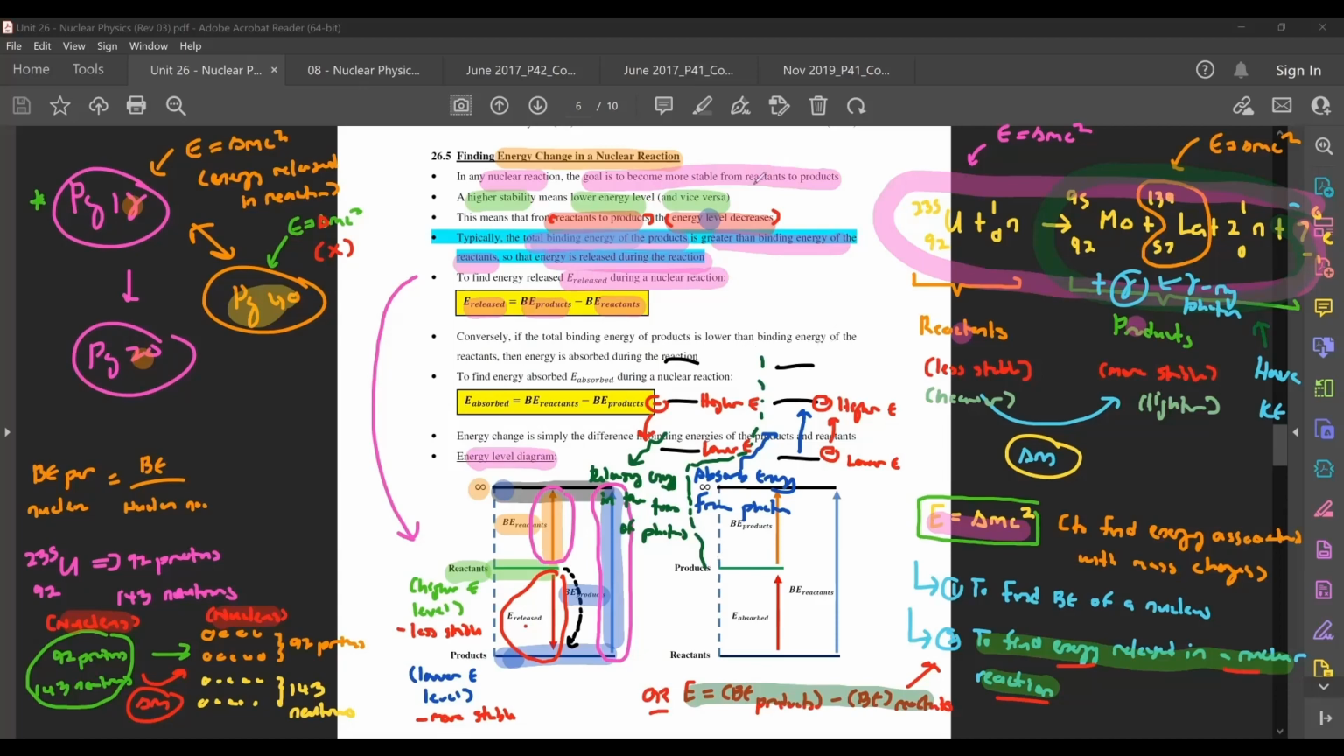So in your case, notice that from reactants to products, you're actually jumping from higher energy level to lower energy level. That would mean that you must be releasing energy here. So if you want to find the magnitude of the energy release, you need to find the difference in the binding energies of the products and reactants. That's why, when I ask you to find the energy release in the nuclear reaction, I mentioned that you can actually use this particular equation instead.